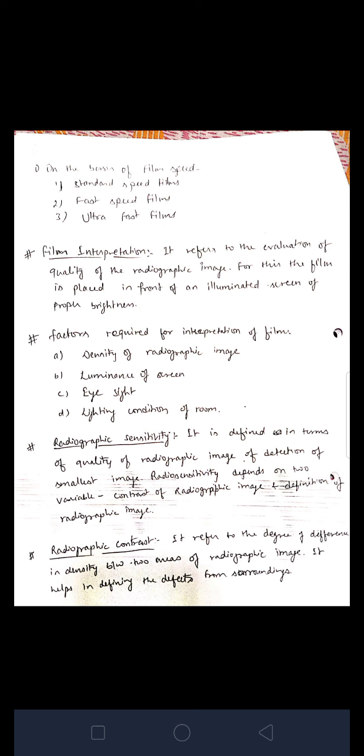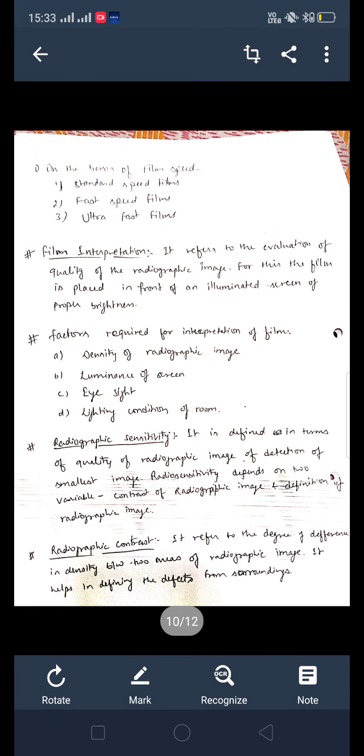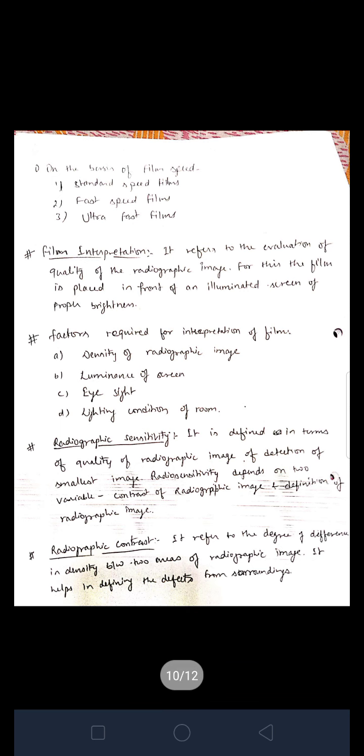So film interpretation is used for this particular purpose. And the factors required for interpretation of film. What are the factors required for the interpretation of film if you want to use? The first one is density of radiography image. What is the density of the radiography image? And the second is the luminance of screen. What is the brightness and the luminance of the screen? And the third is the eyesight is also important. The last, lighting condition of the room. These are the important factors which are required for the interpretation of film.